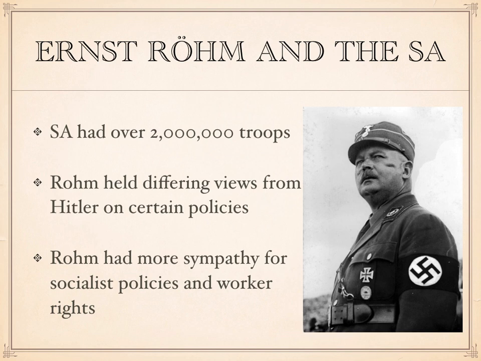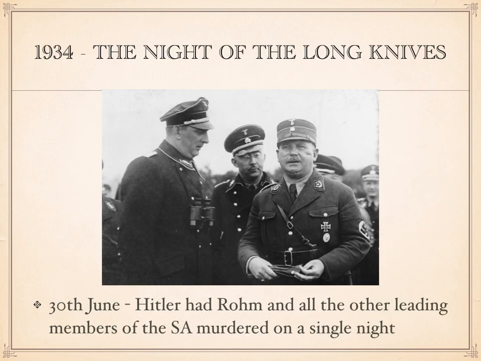Hitler had been convinced to act against Röhm by leading industrialists in Germany. They disliked Röhm's support for workers' rights and things like this. So Hitler decided to kill Röhm and the leaders of the brown shirts. And this was known as the Night of the Long Knives. It happened on the 30th of June 1934.